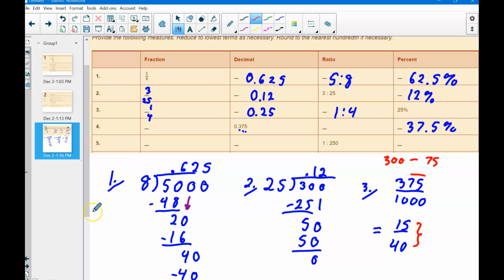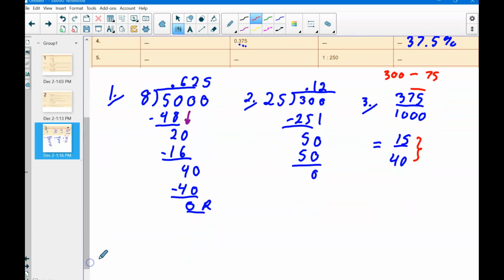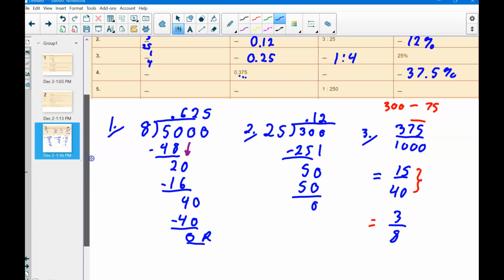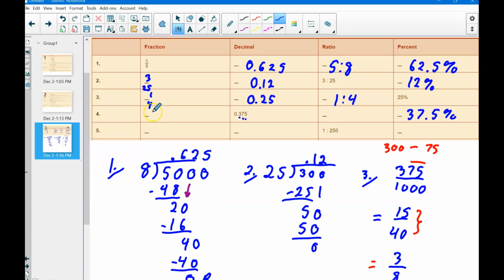Yes, that's correct. So that becomes the fraction 3 over 8. And the ratio would be 3 to 8, yep.